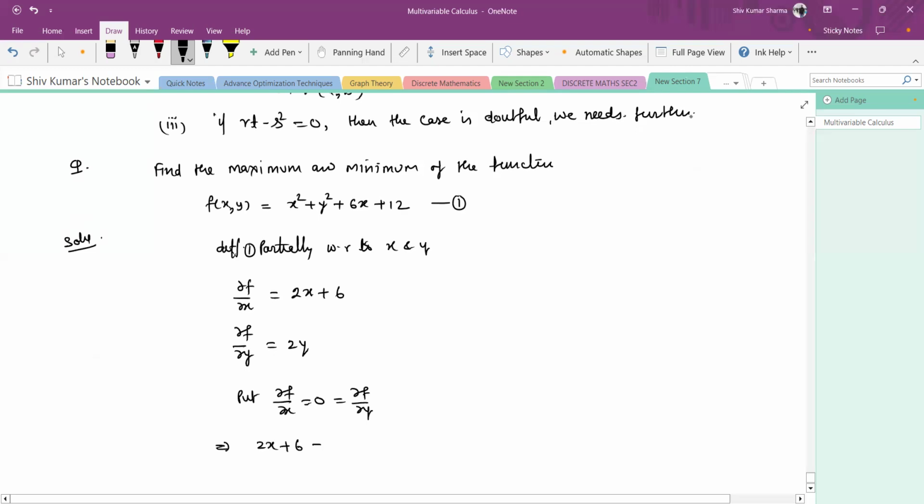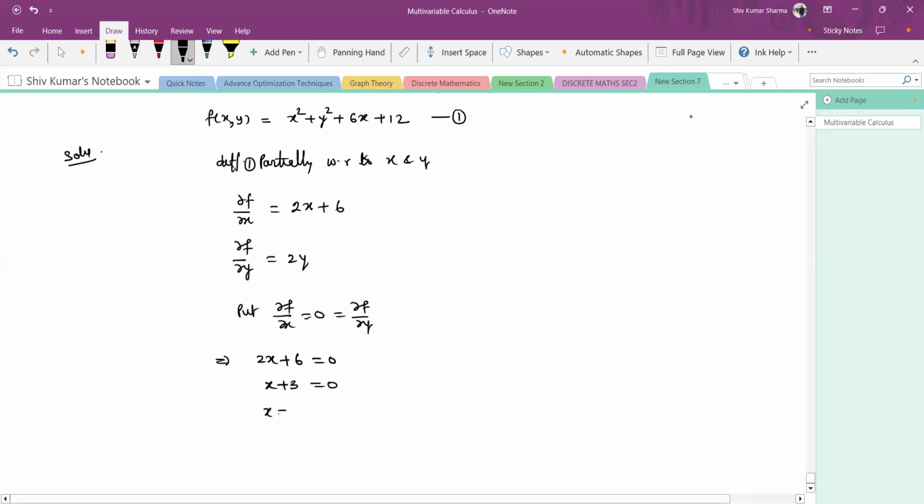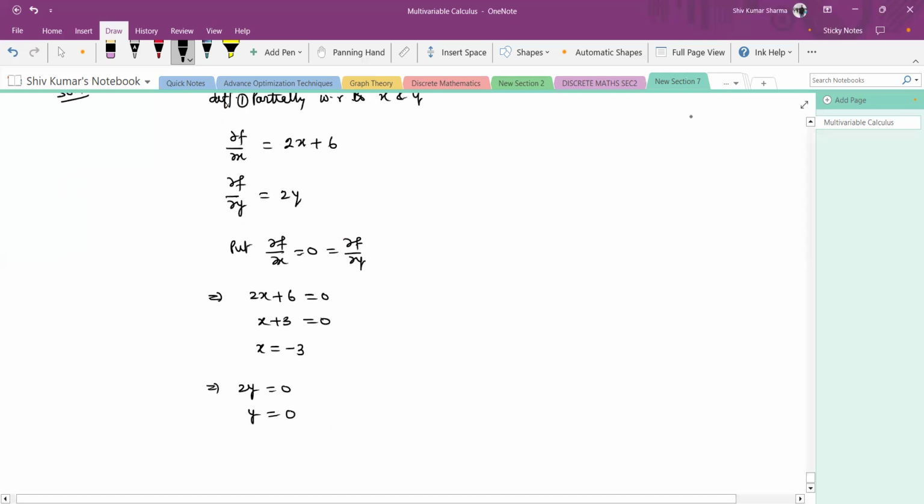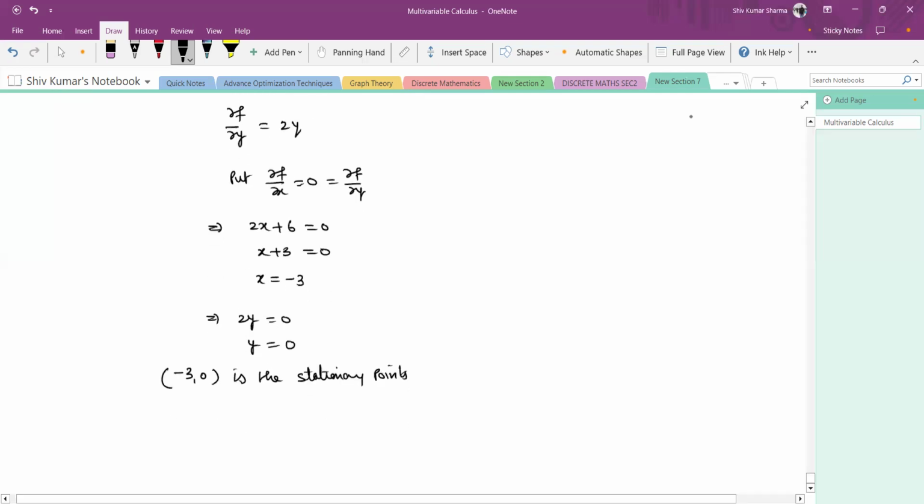So the first equation is 2x plus 6 equal to 0. We can write this as x plus 3 equal to 0, so x equals minus 3. From the second equation, 2y equal to 0, this gives us y equal to 0. So the stationary point in the form of an ordered pair is minus 3 comma 0. Okay, so this is our stationary point.